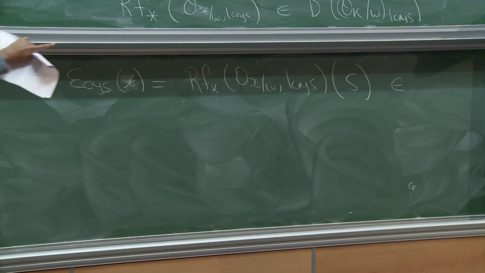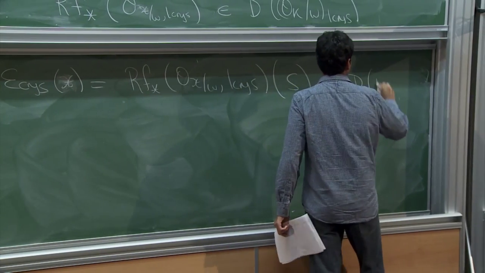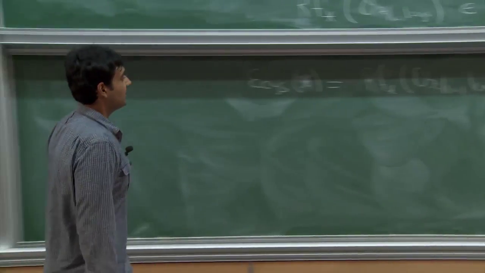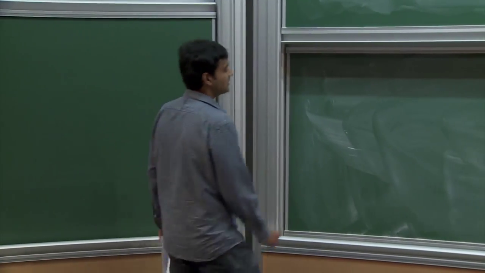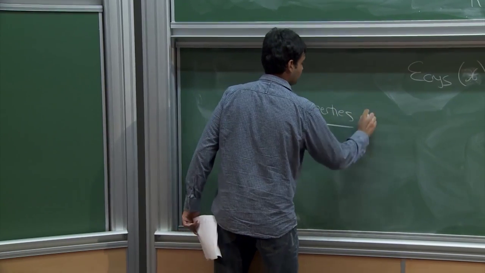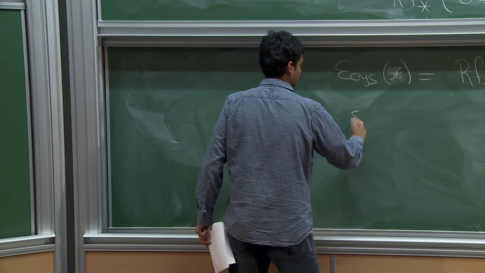So this was a sheaf on the crystalline site. So when I evaluate it, I get an object on each ring. So I get an object of the derived category of S-modules. And this object has really nice properties. One needs some of those properties. So the first property is that it's perfect.